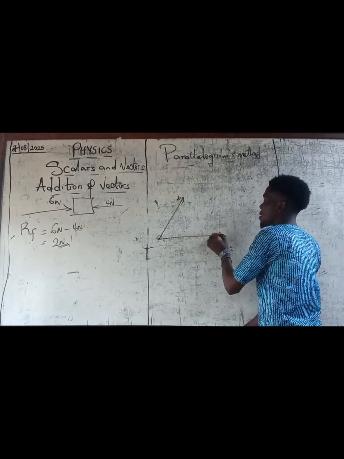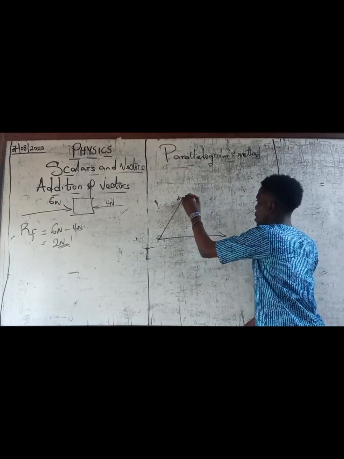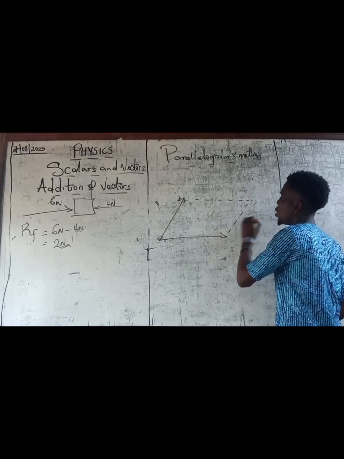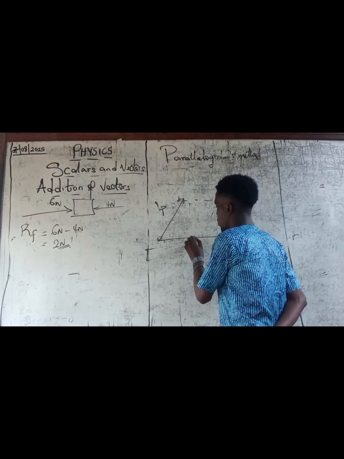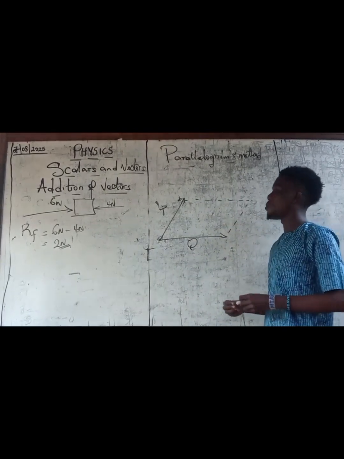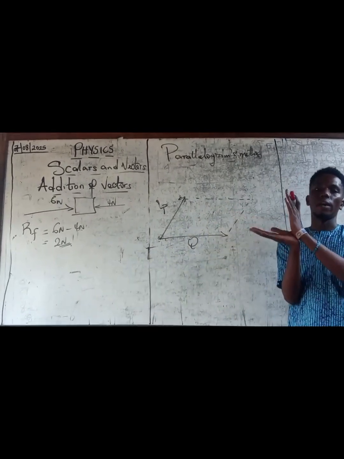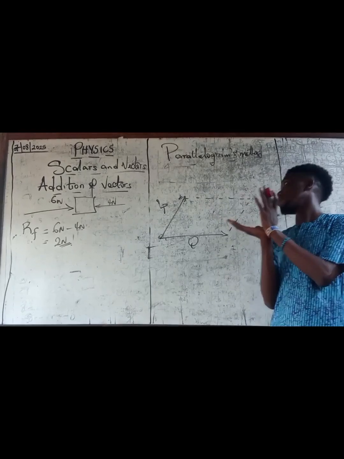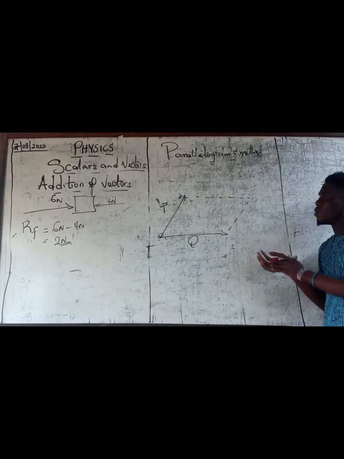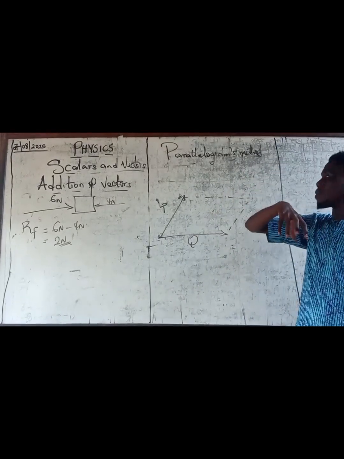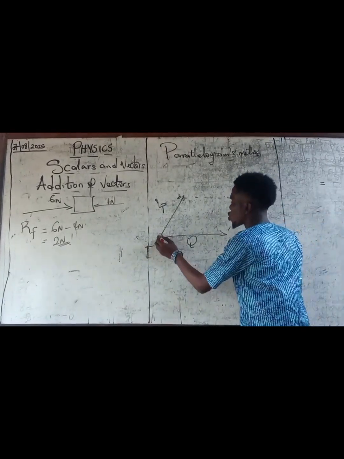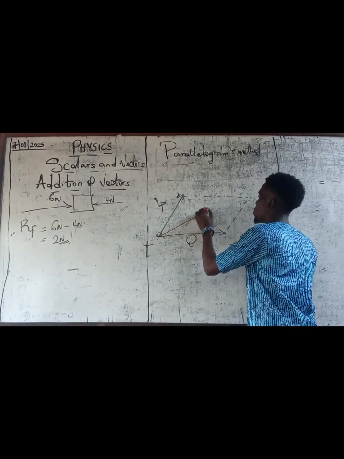Represent them with the adjacent sides of a parallelogram. So let's say for instance this is a parallelogram. Let's say this is vector P and this is vector Q. Make sure you represent these two forces with the adjacent sides of a parallelogram. Now, the resultant vector is gotten by constructing or drawing a diagonal.